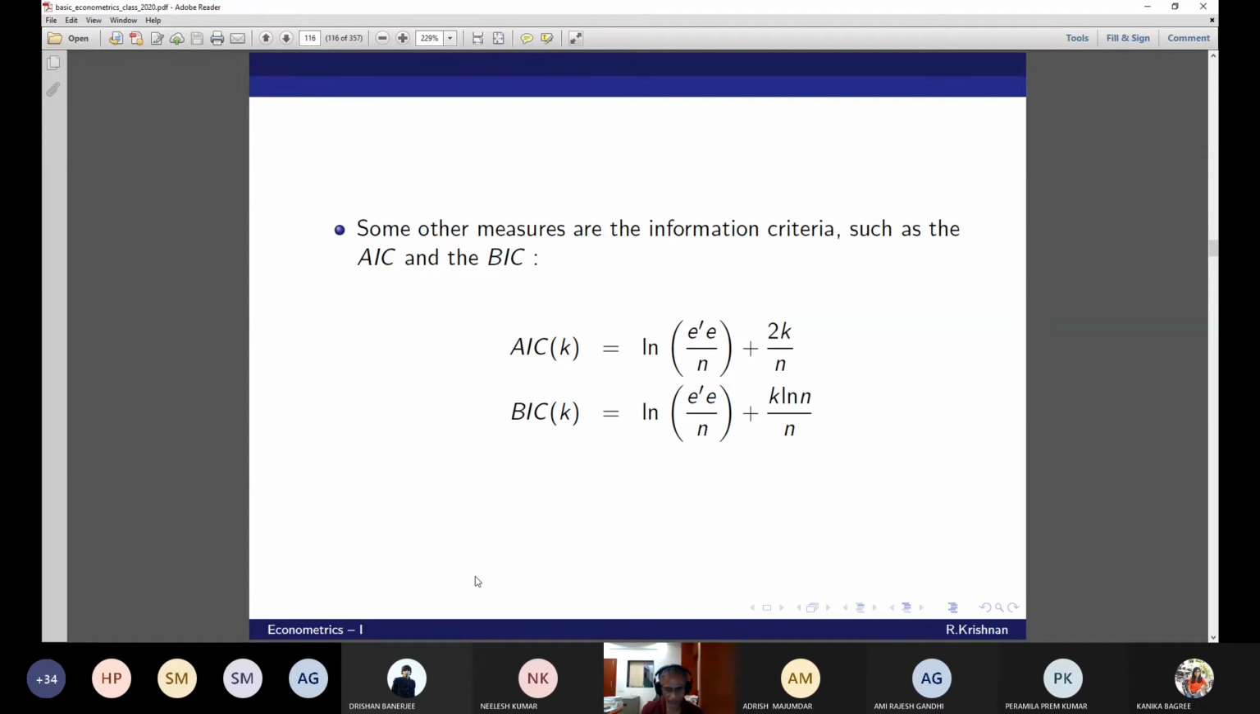Number one, if you are interested in getting a model whose estimates are consistent, use the Hannan-Quinn criterion. Two, if you are interested in getting a model that will give excellent forecasts, use either AIC or another criterion called Akaike's final prediction error criterion. Now these three are there. What is the fourth one? Bayes information criterion or Schwarz information criterion. This is the information criterion I always use and like the most.